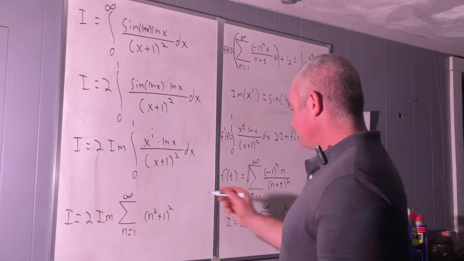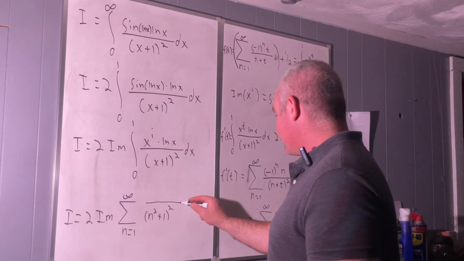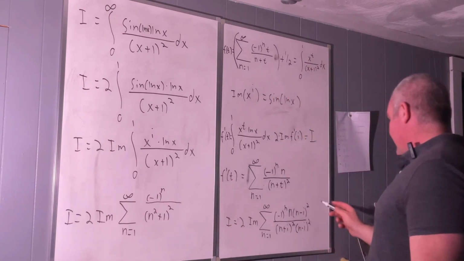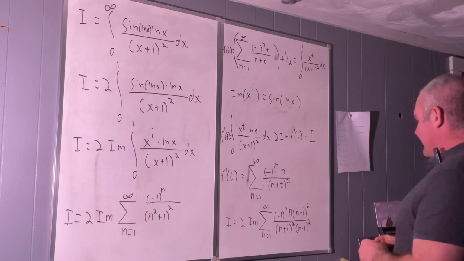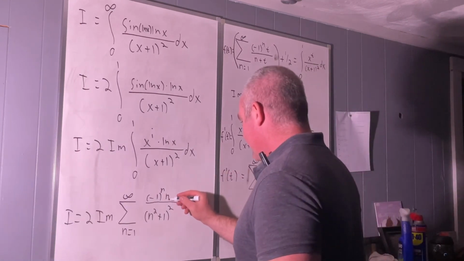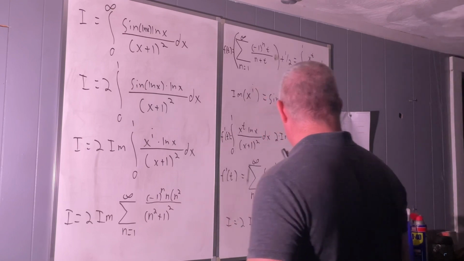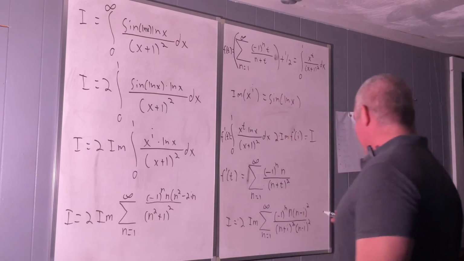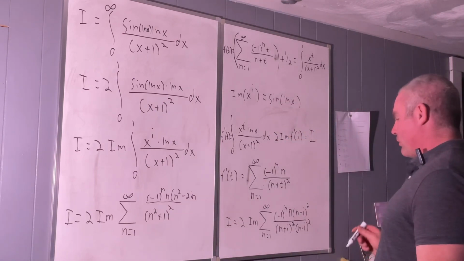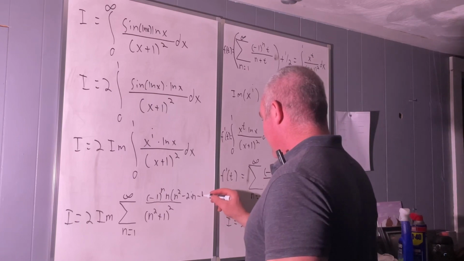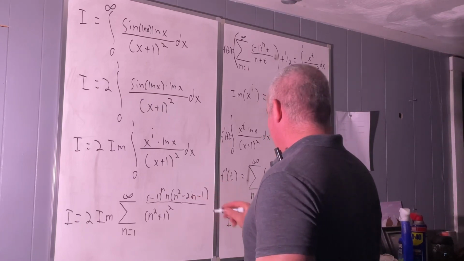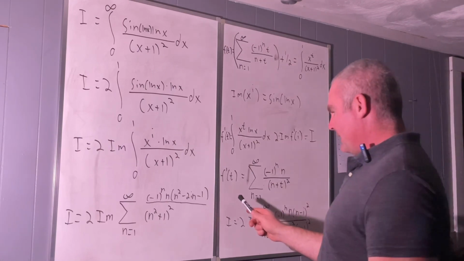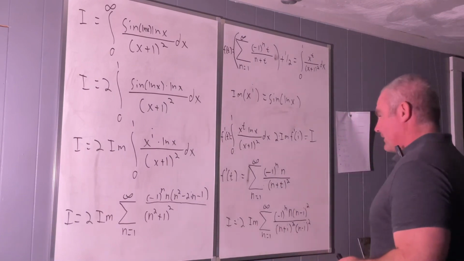So yeah, that's right. And then we'll still have this -1 to the n. And what's n minus I squared? Well, bring up that n, and then we'll have n squared minus 2in, and then plus I squared, or minus 1. So now all that's left to do is take the imaginary part of this, and we are done.